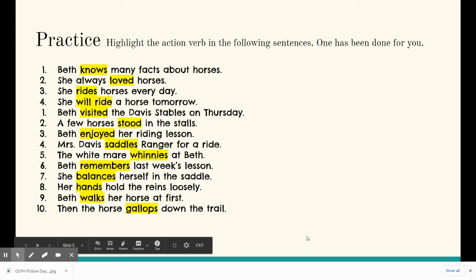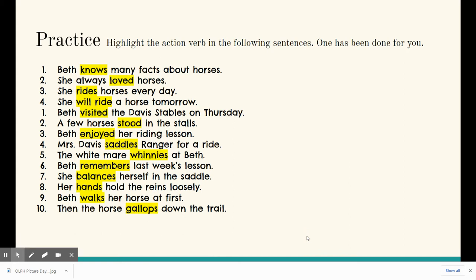Great, let's see how you did now. Number 2, she always loved horses. Loved is the verb that she is doing. She rides horses every day. Rides is the verb that she is doing. She will ride a horse tomorrow. Will ride is the verb phrase that she is doing.